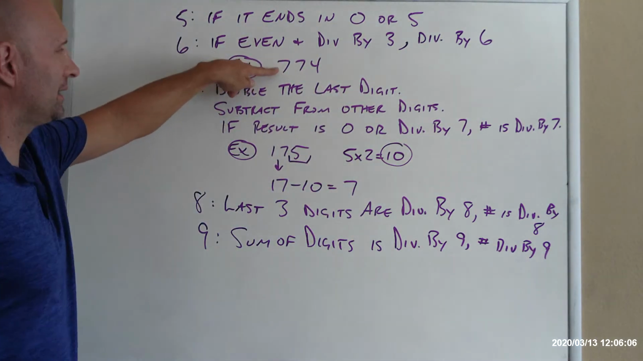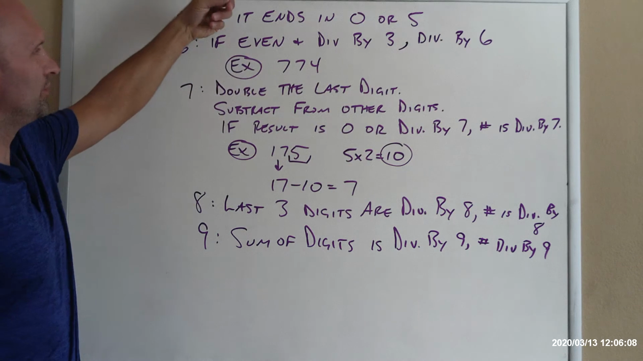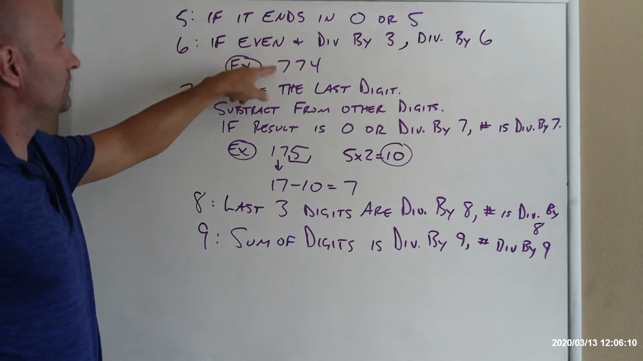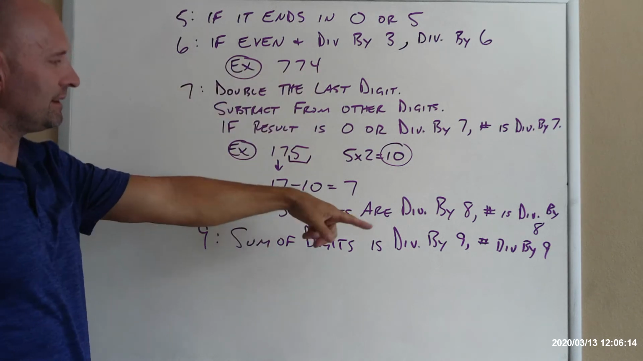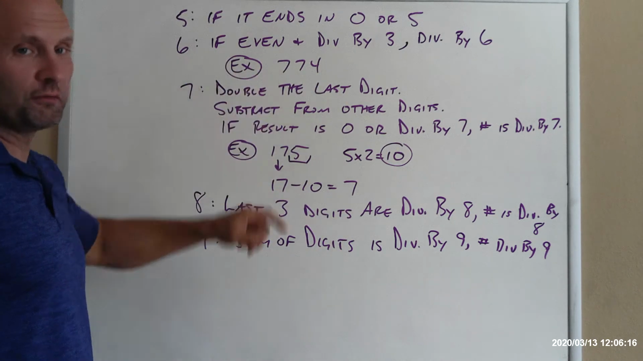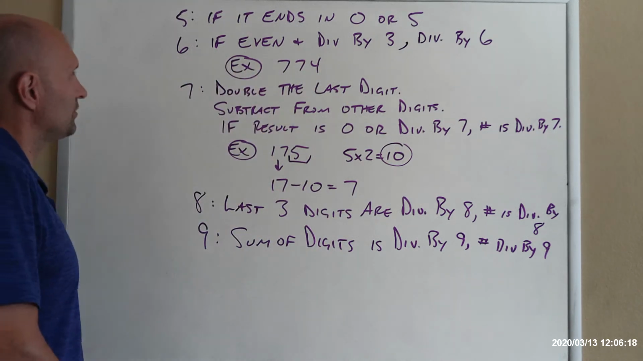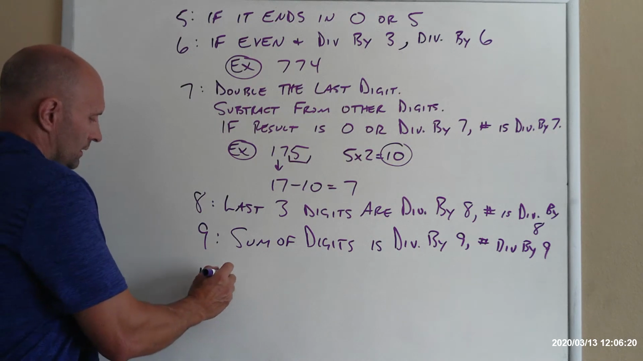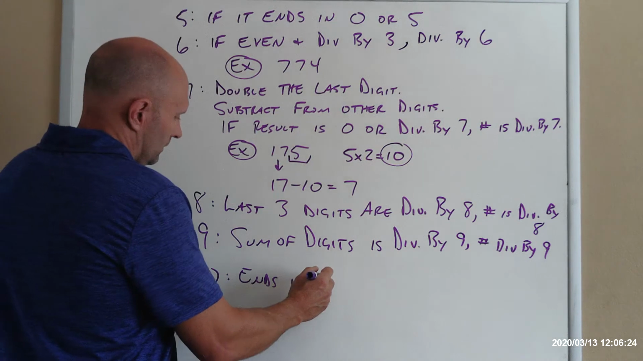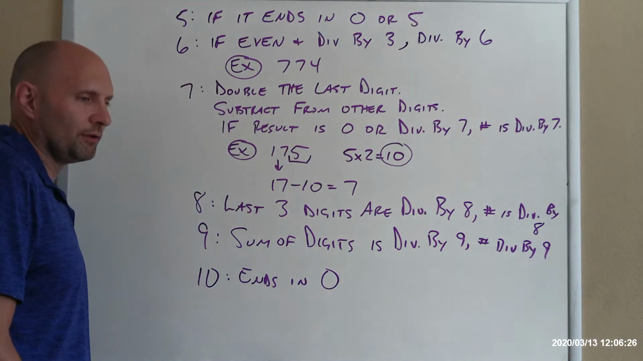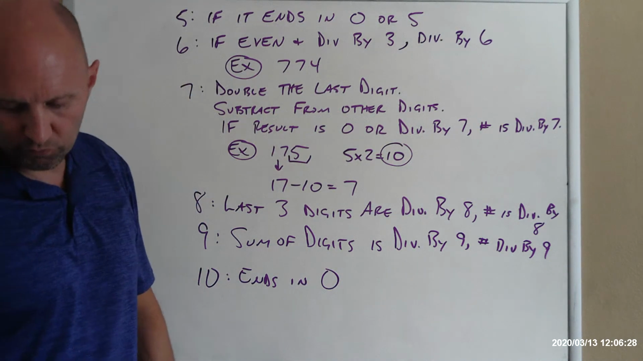So again, go back to this 774. We know it was divisible by 3. We know it's divisible by 6. If we add these up, it's 18. 18 is divisible by 9, so it's also divisible by 9. There are a lot of combinations for that guy. And 10, if it ends in 0. 10, 20, 30, 40, etc. You guys, I'm sure, know those.